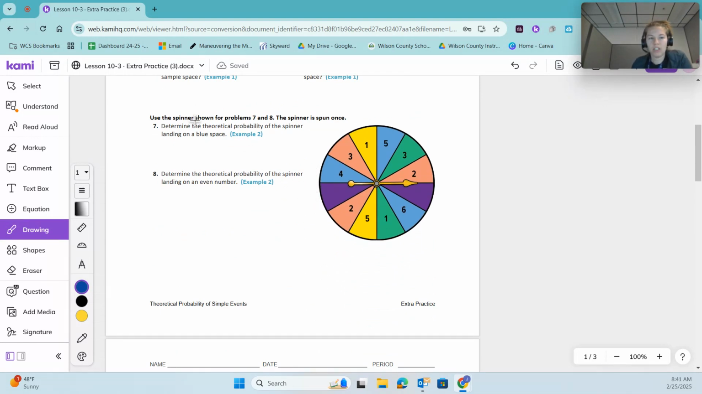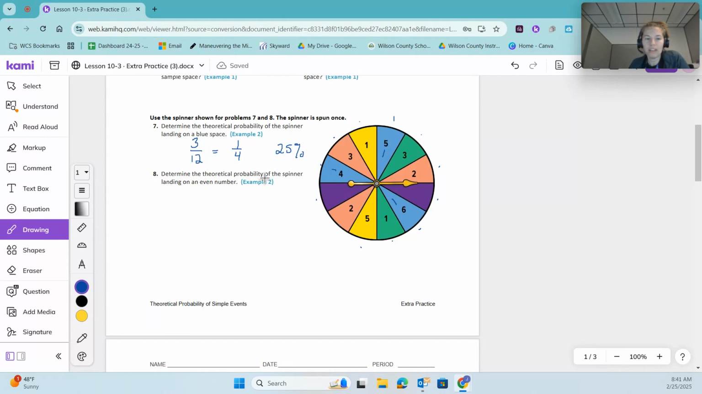This one says use the spinner for problems 7 and 8. The spinner is spun once. Determine the theoretical probability of the spinner landing on a blue space. In this spinner, there are 12 possible outcomes. Out of those 12, 3 are blue, so 3 out of 12, which simplifies to 1/4. So your theoretical probability is 1 out of 4, or 25%.